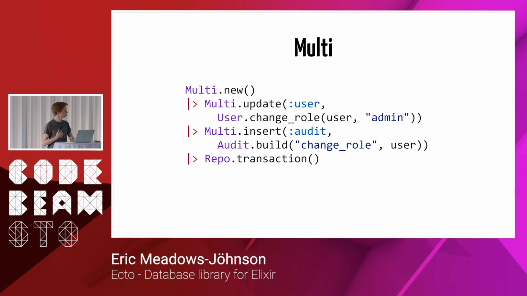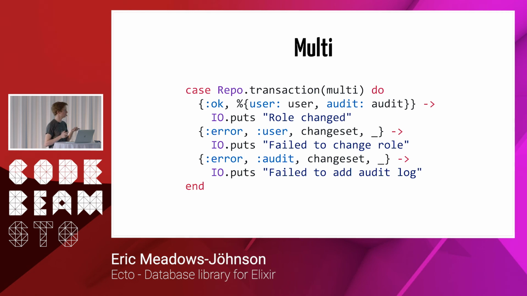So we solve this with multi, and it looks sort of like this. At the top, we create a new multi data structure, and then we have an update and an insert for both of the changesets that we have. So user.change_role and audit build are two changesets that we give to the multi. And we give each action a name, which we will look at later. So we give it the name user and audit here, because we can use this later to reference what we inserted, or if something failed. And finally, we pipe this into repo transaction, which actually executes the multi.